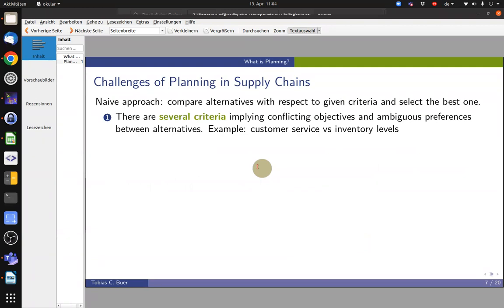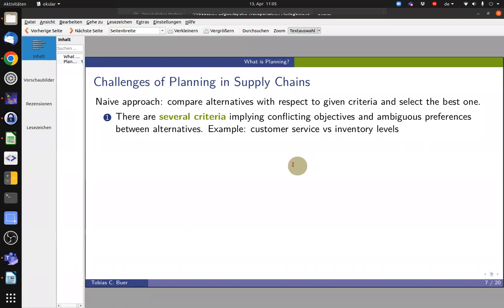Now, these planning ideas, of course, apply to every planning situation inside and outside of business. What is now challenging when we look at supply chains? A very simple and naive approach could be to just identify the alternatives, compare them with respect to some given criteria, and select the best one. Often in a supply chain or a supply network, this does not work very well.